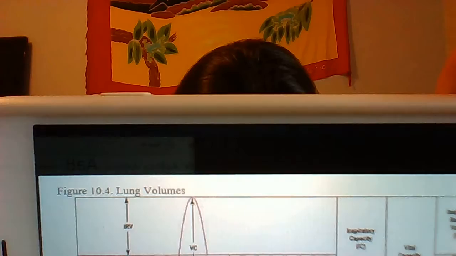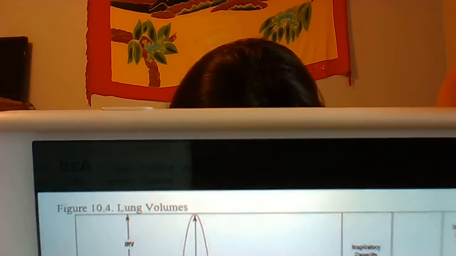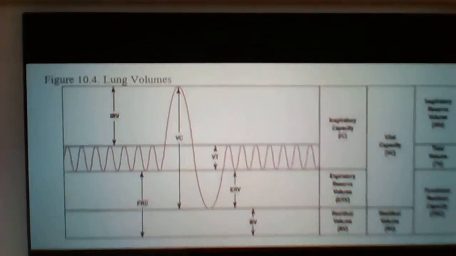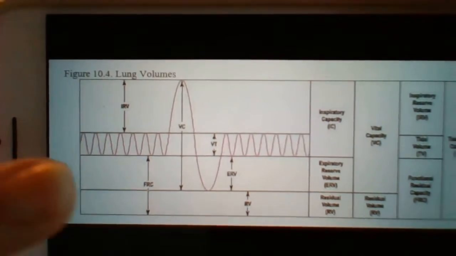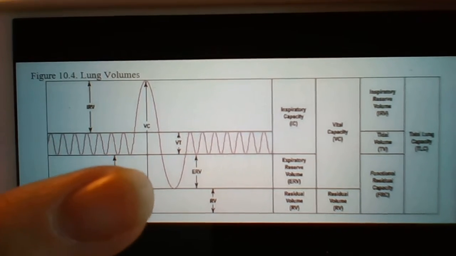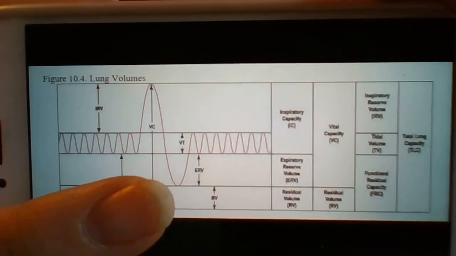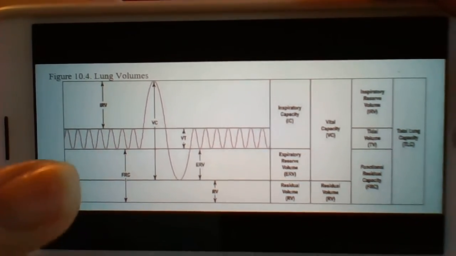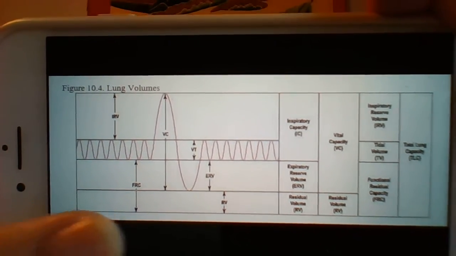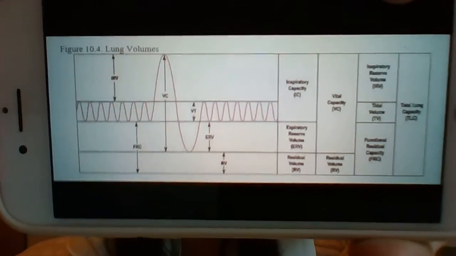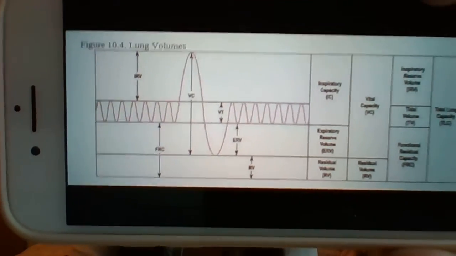For example, in COPD, the residual volume and the ERV, the expiratory reserve volume, will go down a bit because it's so hard for them to exhale. So if you want to continue looking at that one, that is there.